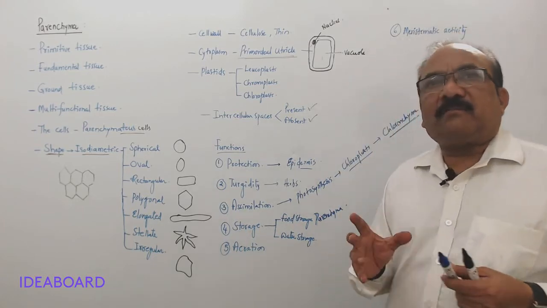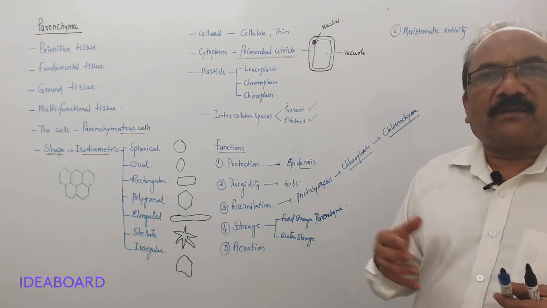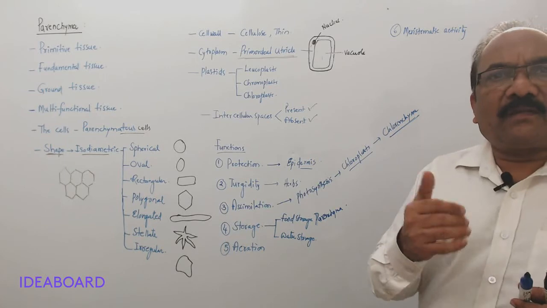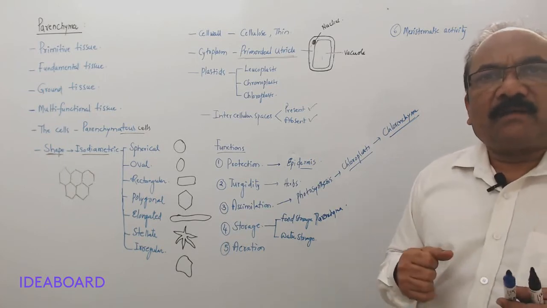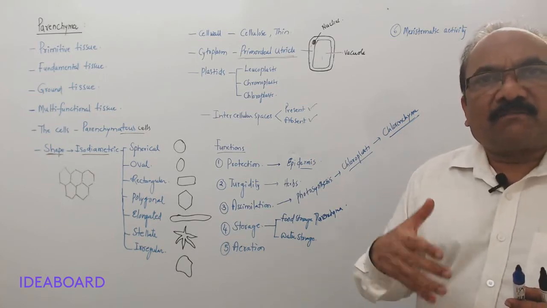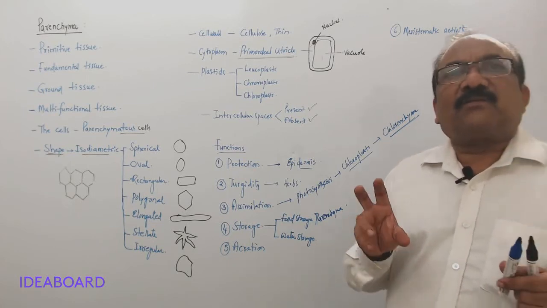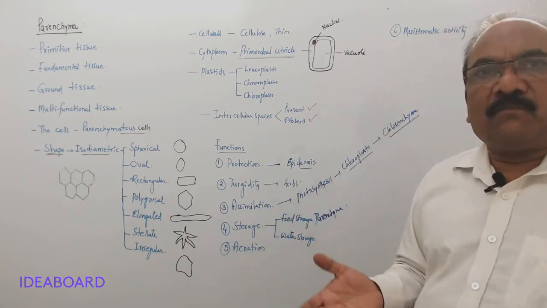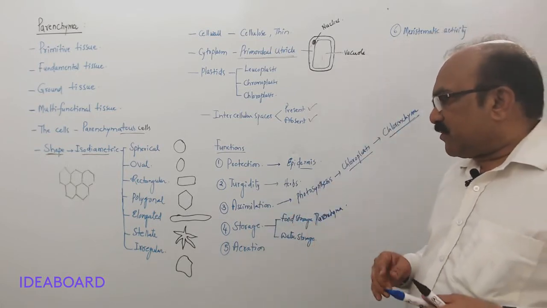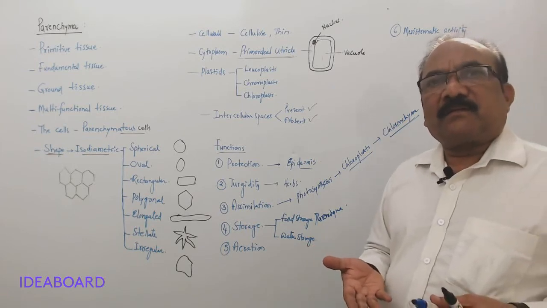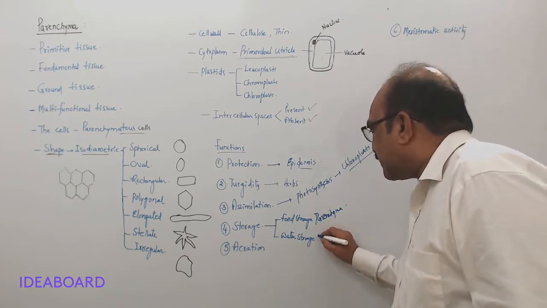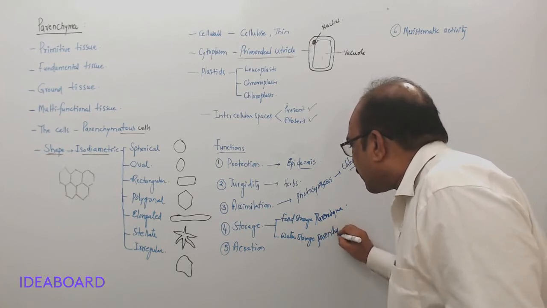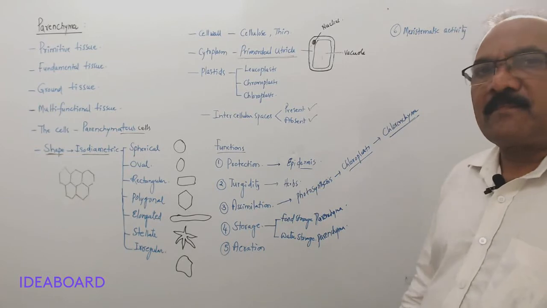And of course, we heard about the succulents, which are xerophytes, and they store water in the form of mucilage, like aloe vera, bryophyllum, and euphorbia. All of them are succulents, and they store water in the form of mucilage. In which tissue are they storing this water? Parenchyma only. And what do you call that parenchyma? Water storage parenchyma.